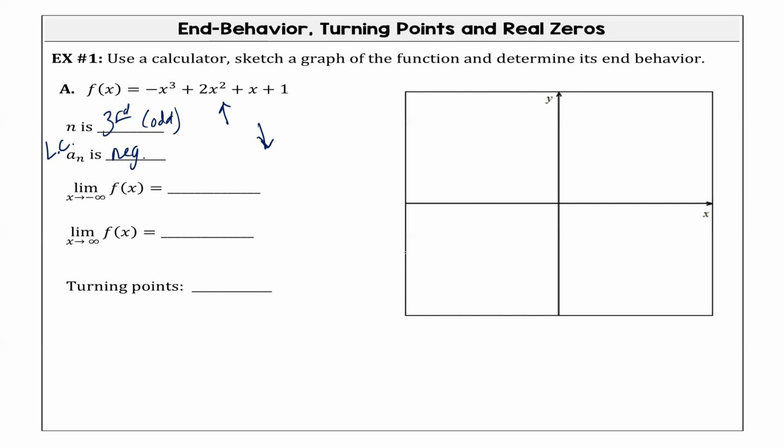Okay, so before I even graph, I can describe my limit. Does that make sense? So our limit as x goes towards negative infinity, so as x goes to the left, what is our f of x doing? As x goes to the left, it's increasing, so therefore heading towards positive infinity, right? Our limit as x goes towards positive infinity, so as x goes to the right, what is our right-hand side doing? It's going to negative infinity.